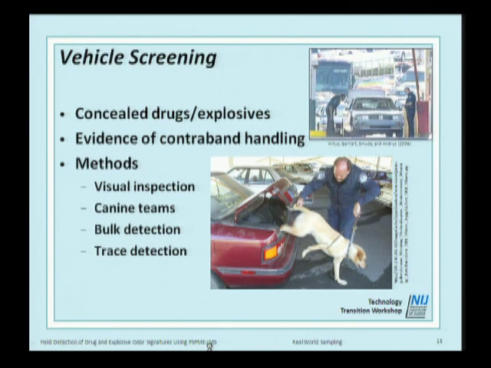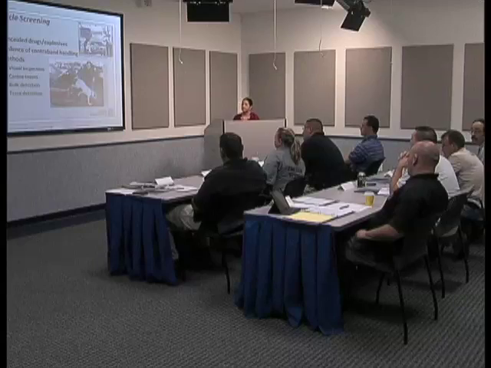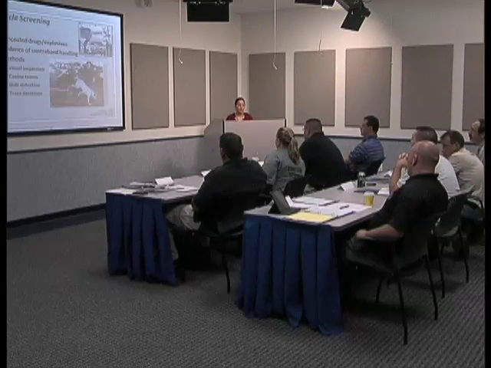Vehicle screening is something that you might encounter as a first responder. If you have a suspect vehicle, you might want to see if there are concealed drugs or explosives there. Or you might want to see whether the passenger or the driver has been handling contraband, and that might be useful to your investigation. There are several methods that you can use, and the first is the simplest, which is just visual inspection. You can also employ canine teams. You could do bulk detection such as X-rays, as we showed earlier yesterday, and we can do trace detection, sampling, and collection.